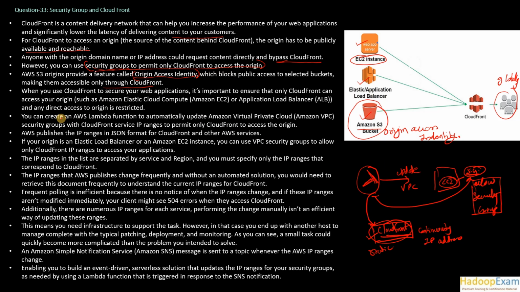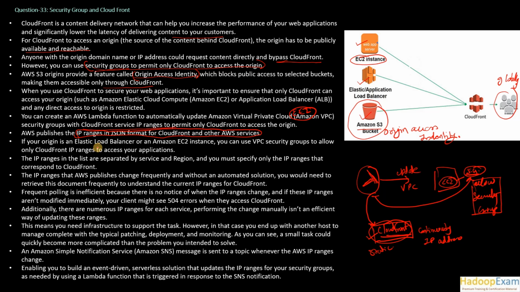Now let's read again. You can create an AWS Lambda function to automatically update the Amazon Virtual Private Cloud security group, basically the EC2 instance security group, or at the VPC level also, with CloudFront service IP ranges to permit only CloudFront to access the origin. That is what it is saying. You need to fetch the IP addresses of the CloudFront service regularly. AWS publishes the IP ranges in JSON format for CloudFront and other AWS services. So AWS regularly publishes the IP addresses it is using.